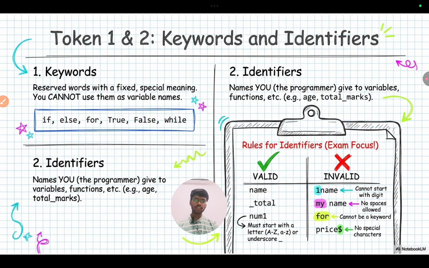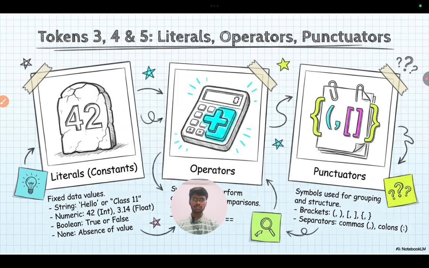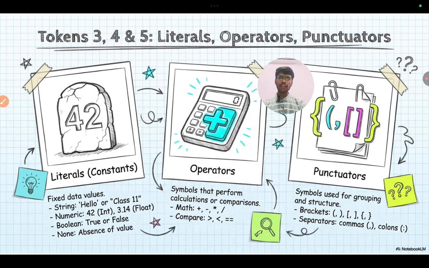So identify which are correct variables, invalid variables can be a question, an MC question even. And yeah, literals are the constants, just like numbers or string values. Hello is a string, class element is a string. 3.14 is a float value, decimal. 42 is an int value. Boolean, true or false, these are literals. None will be missing, absence of any value.